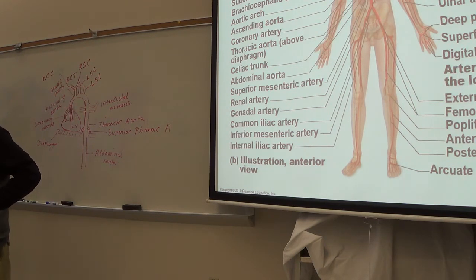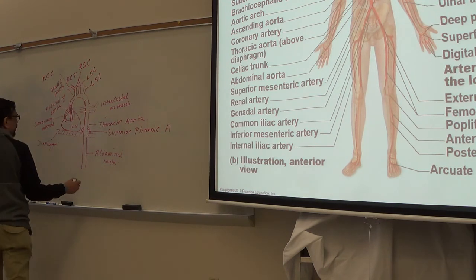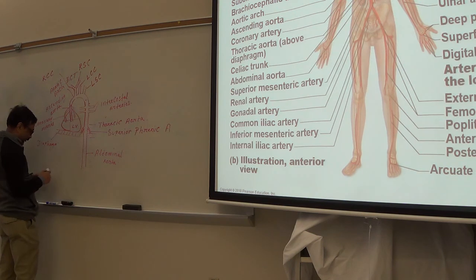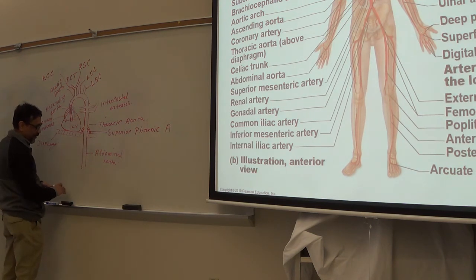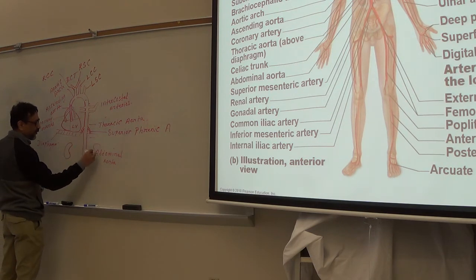Two arteries go to your kidneys. How many kidneys do you have? Two. You need two arteries, right? One should go to the right, another to the left. Make sense? So renal arteries are paired arteries. Those organs you have two of, you need two arteries. Like kidneys. This is one kidney. This is another kidney.